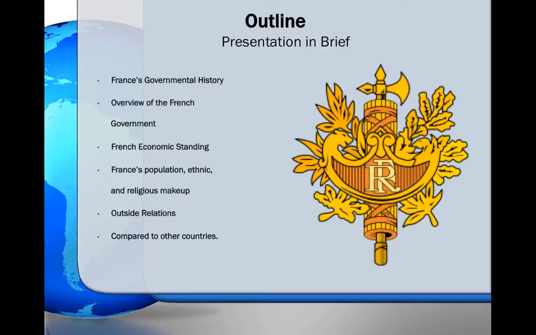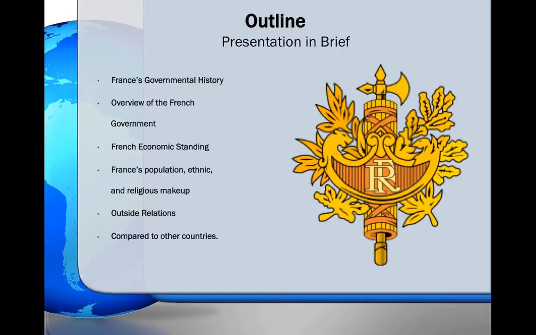And just as a quick outline of what we will be discussing, we'll be talking about France's governmental history. We will be looking at an overview of France's current government. We'll look at French economic standing and the standard of living of its citizens. We'll talk about its population and its ethnic and religious makeup. We'll talk about France's outside relations, especially with the United States, China, and the rest of Europe.